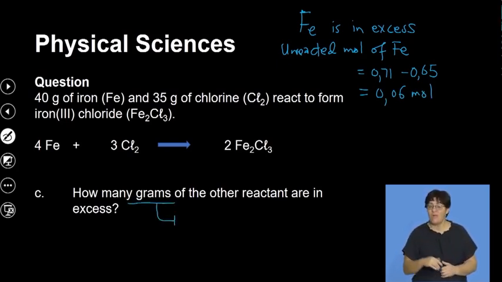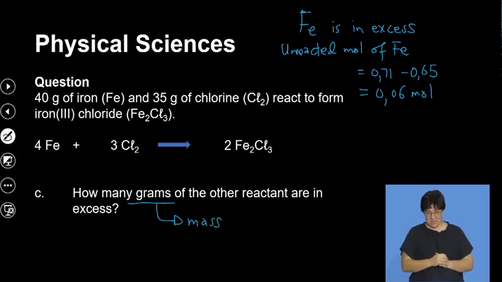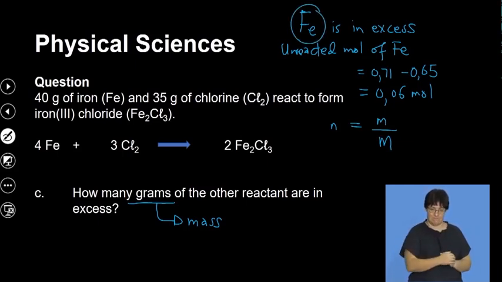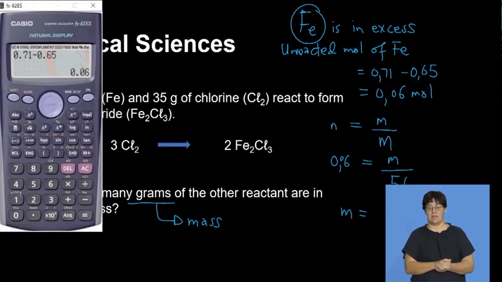The moment it says grams, we're interested in the mass unreacted. So we will change these moles back to mass. We know that moles of a substance is mass over molar mass. Here we are talking about iron because it is in excess. The moles unreacted, 0.06, is equal to whatever mass we're looking for over 56. So the unreacted mass is that product: 0.06 multiplied by the molar mass of iron, which is 56.